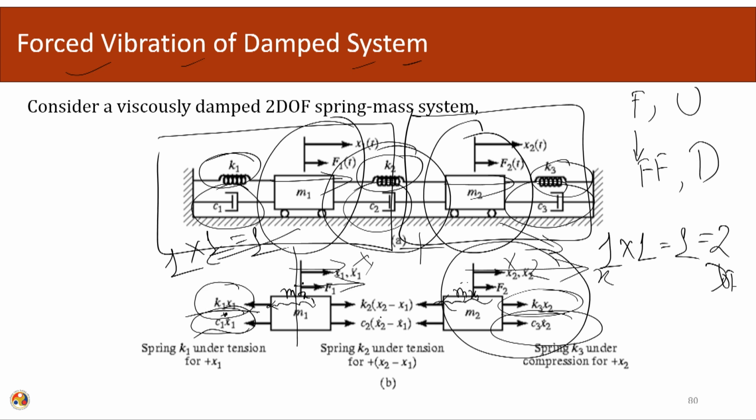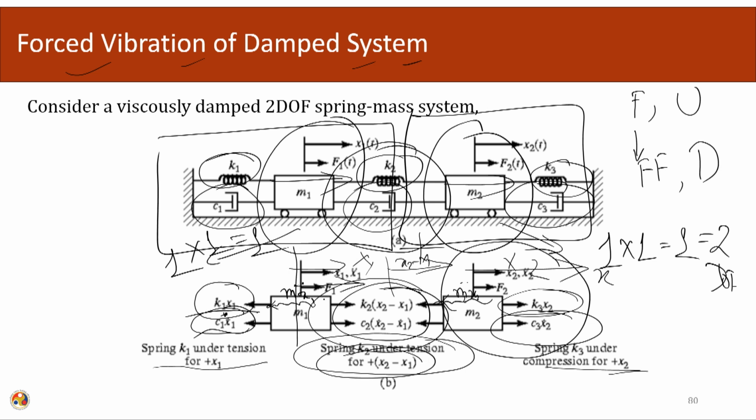It is going to see a relative displacement of x1 minus x2, and for C2 there is a relative velocity. So, this will offer resistance depending upon the relative motion. So, here spring K1 is under tension for plus x1, here spring K3 is under compression for plus x2. So, spring K2 is under tension for plus x1 minus x2, it means that if the net value of x2 is more than x1. So, if this quantity is plus, then this is how the forces will be distributed here.